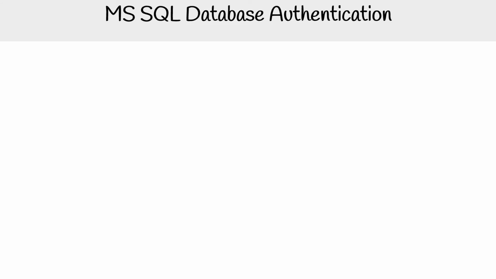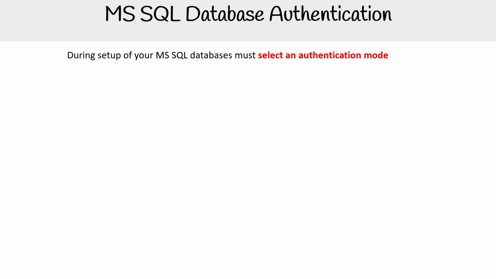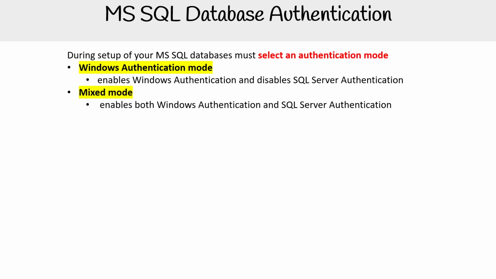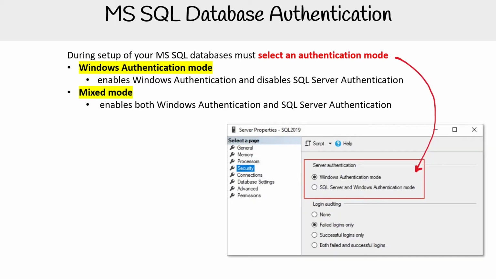All right, so let's take a look here at MS SQL Database Authentication. During the setup of your MS SQL database, you must select an authentication mode. You've got two options here: Windows Authentication mode, which enables Windows Authentication and disables SQL Server Authentication, and Mixed mode, which enables both Windows Authentication and SQL Server Authentication.